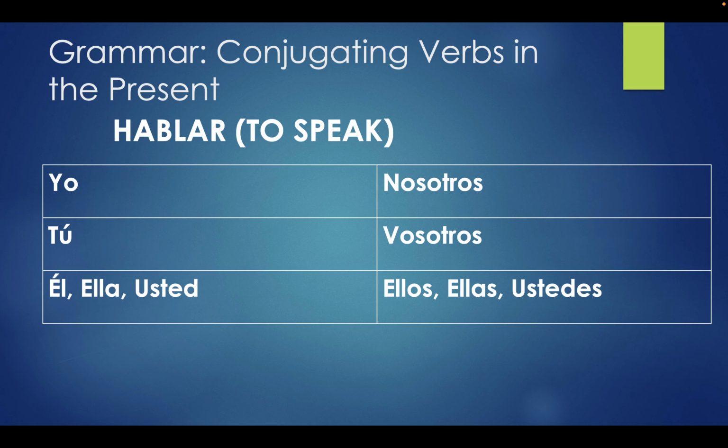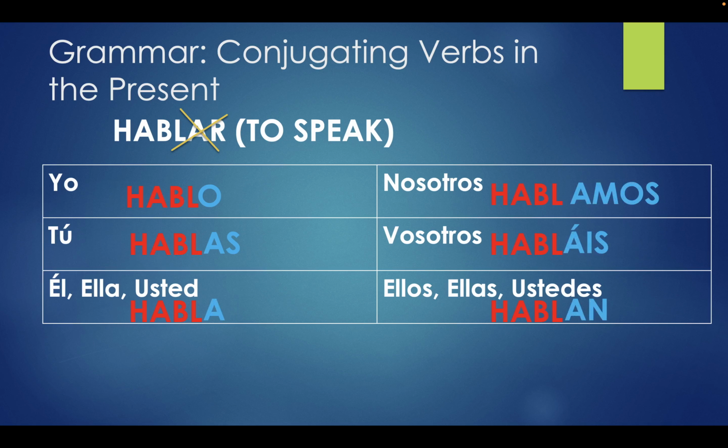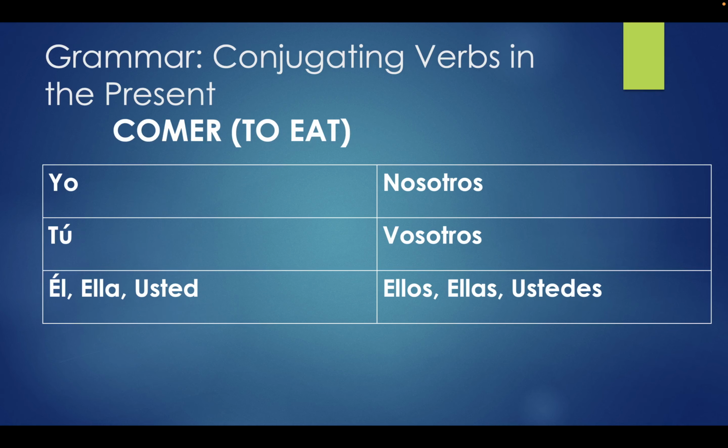You were given a verb like hablar, to speak, and you conjugated it by chopping off your AR, hobbling on down with your stem, and then adding back those endings: o, as, a, amos, ais, and an. So I talk, you talk, he talks, etc. in the present. We also learned how to do the same thing for ER verbs.